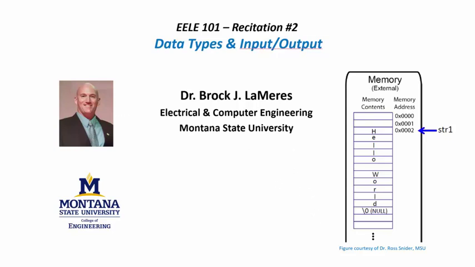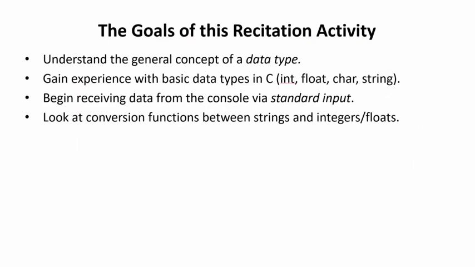So, the goal of this recitation activity is to understand the general concept of what we call a data type. And we want to gain a little experience by coding that up in C with the most basic data types. So we're going to look at integers, real numbers, and character strings. And then we also want to look at starting to receive data from the keyboard.